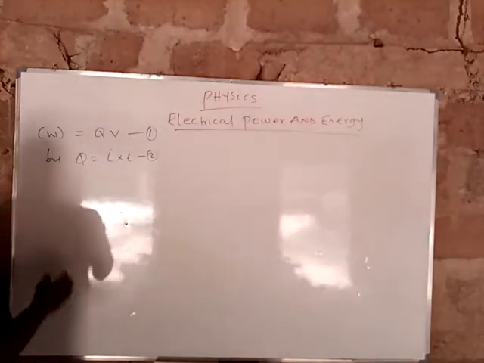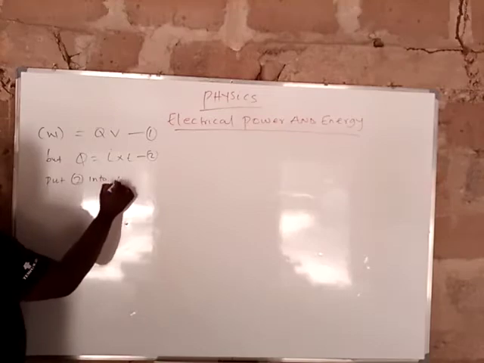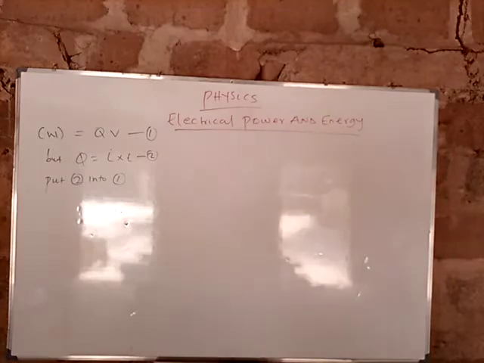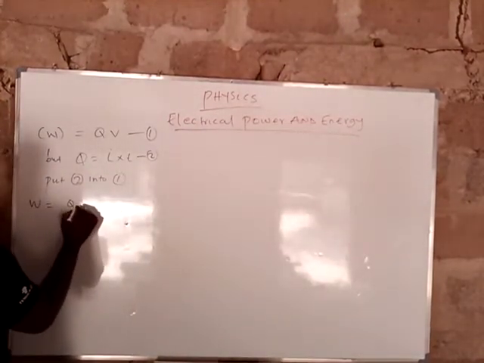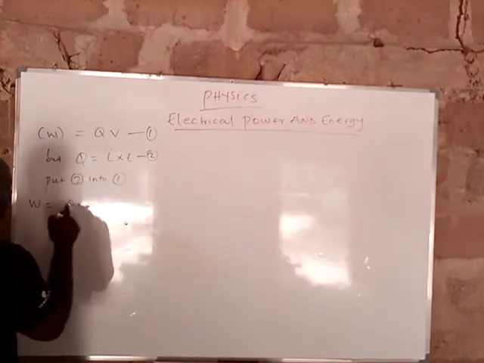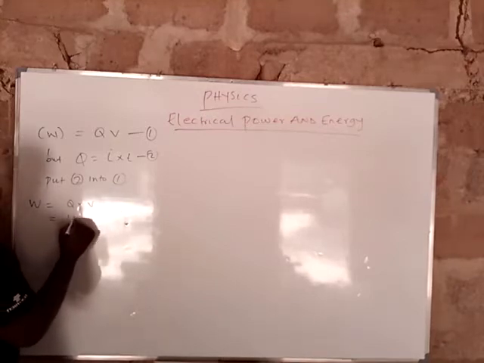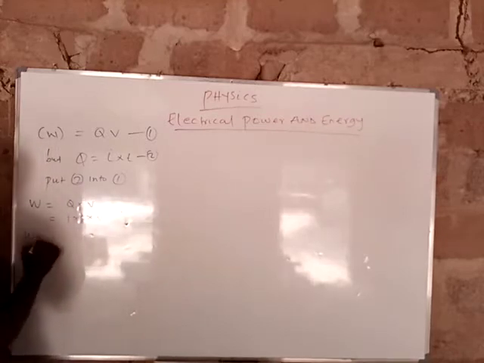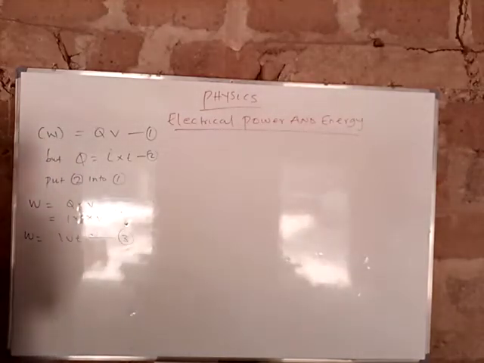Now look at what I want to do. I want to put equation 2 into 1. So now I'm going to put 2 into 1. W is equal to Q times V. So whenever I see Q, I'll replace it with IT. And this will give me what? I times T times V. So therefore, electrical energy is IVT. And this is my what? Equation 3.